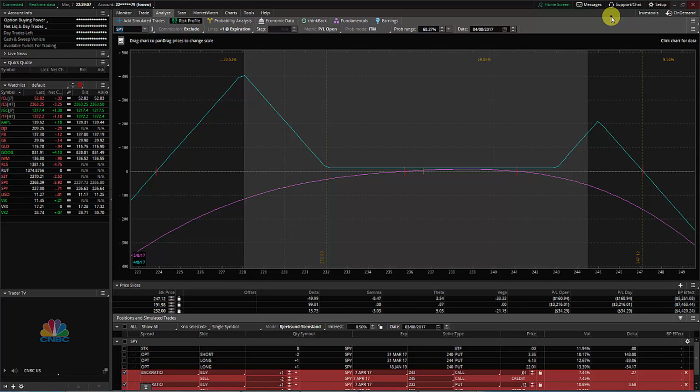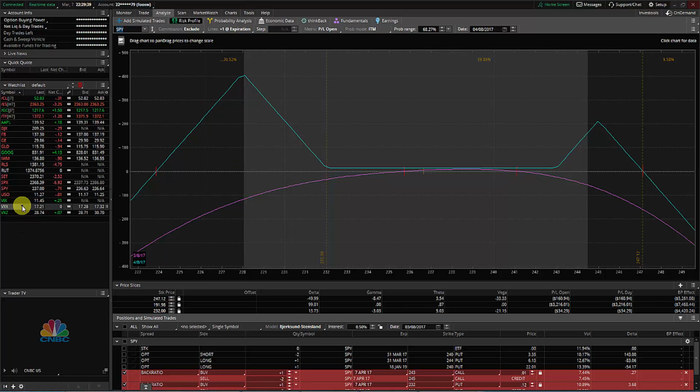In this video, I want to talk about when is the ideal situation for doing a ratio spread of this type on the call side and on the put side. When is a good time? A good time for doing a ratio spread is actually when the volatility is high.